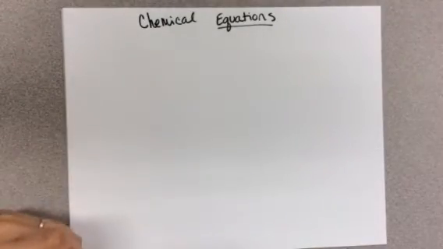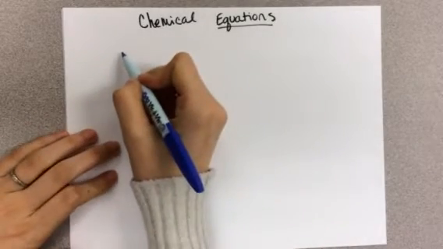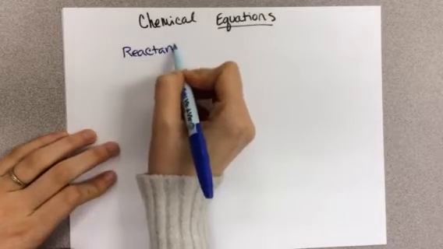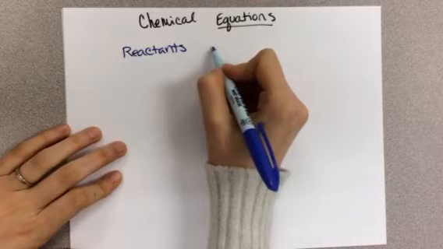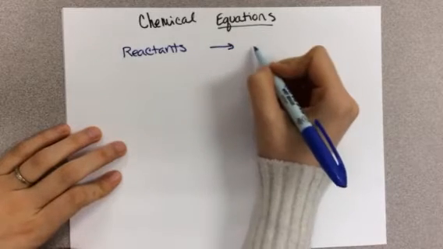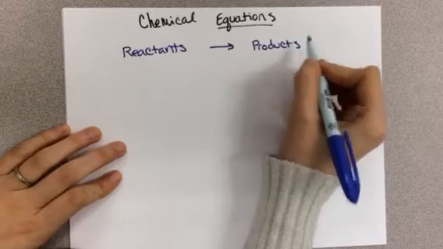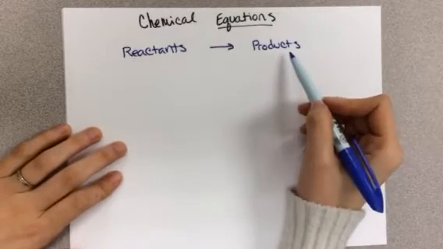The first thing that I want to show you is how you would read a chemical equation. On the left side, you always have the reactants. And typically you have more than one reactant, but for right now I'm just going to have reactants on the left. And then you have an arrow leading to products. So you would say these reactants react to yield products.